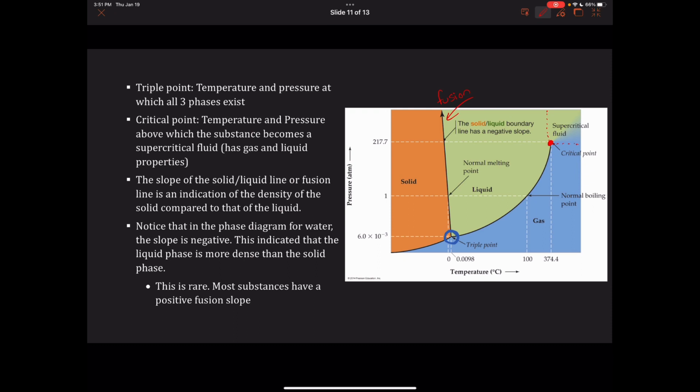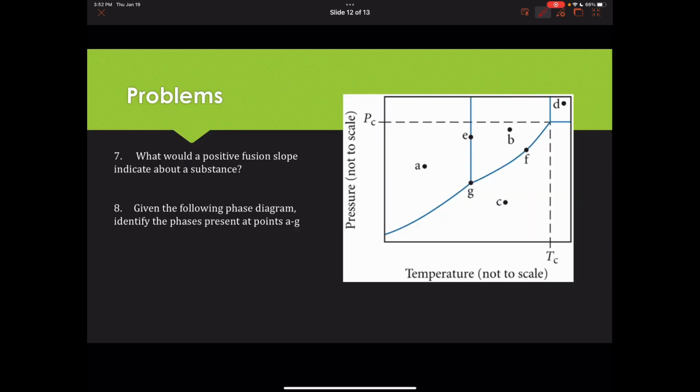This is actually unusual. The negative slope is indicating that our liquid phase is more dense than the solid phase. Again, that's rare. More commonly, your solid phase is more dense. Water has this feature because of its lovely intermolecular forces. It's hydrogen bonding. Most substances, though, are going to have a positive fusion slope.